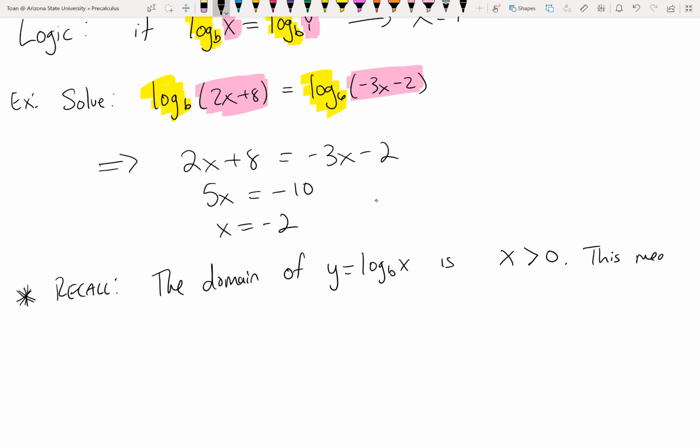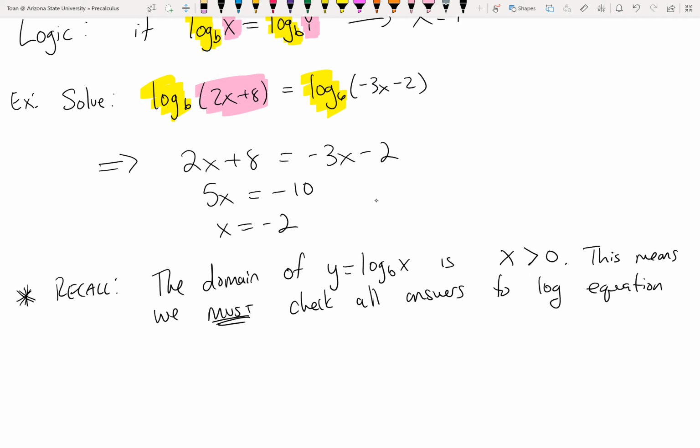This means we must check all answers to log equations. This is something that we skipped when we did exponentials because we really didn't have to. Honestly, for log equations, we have to check our answers. But what is it that we're checking against? We just do not want a negative or a 0 inside of a log.